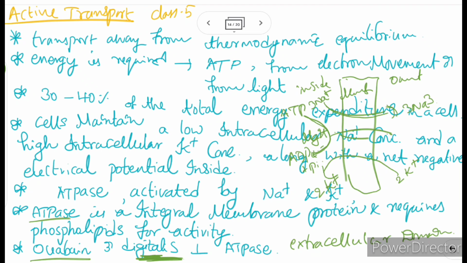Most eukaryotic ATPases are P-type ATPases, and some of them carry Ca2 plus. Many of them carry Mg2 plus. So the ATPase carrying Ca2 plus transports calcium ions from inside the cells to the outside, in exchange for 2H plus from the outside.